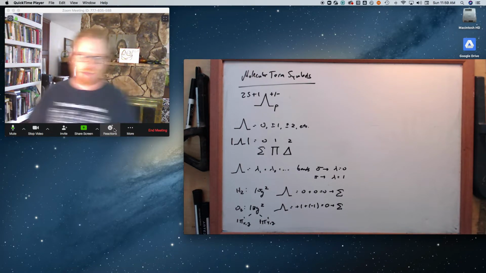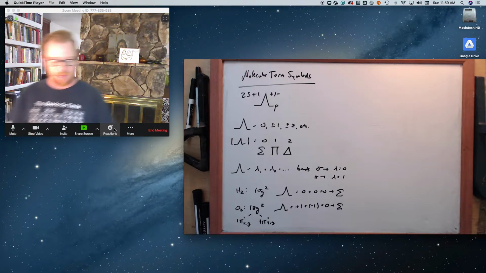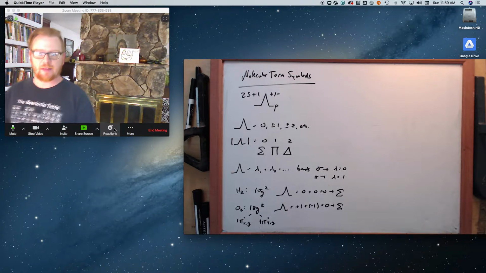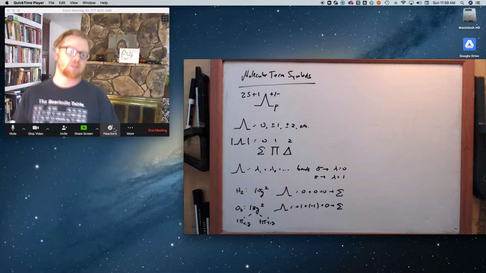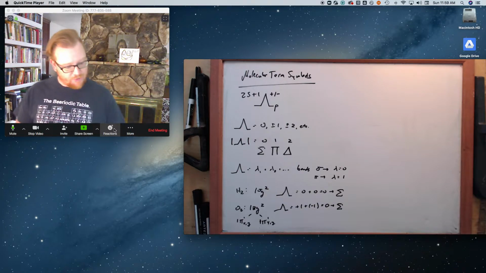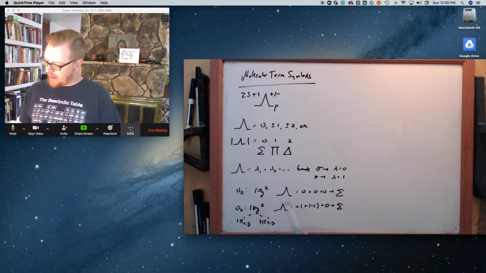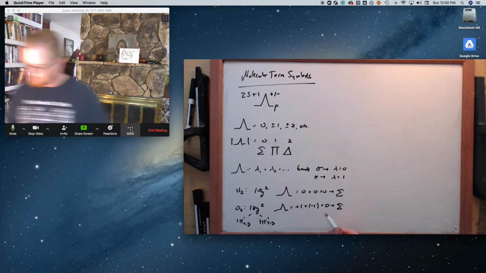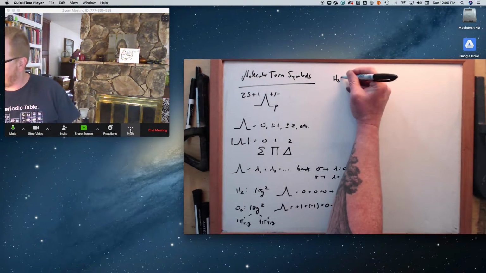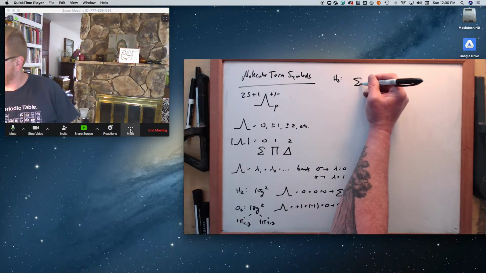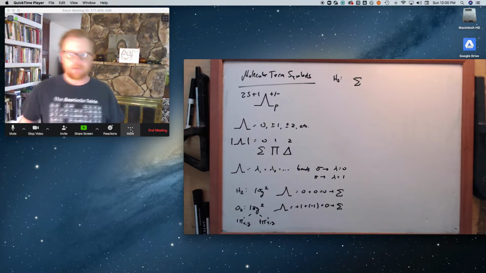So watch this. You have to be very careful. This is going to get tricky. So that's why I think doing those diagrams is going to be a good review for getting the molecular term symbol correct. Okay, so now let's keep going down the H2 example, okay? So we know that it's a sigma state because we calculated it right there.